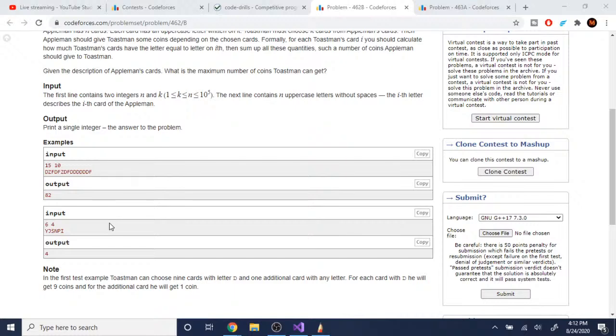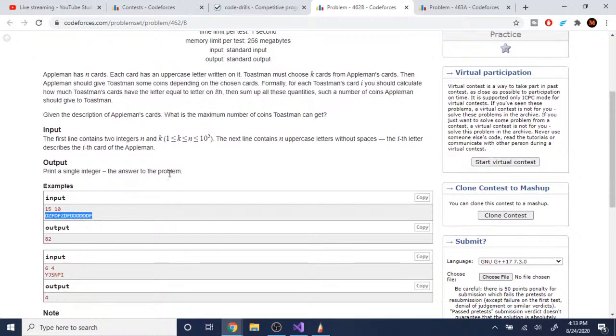Loop. Okay. In the first example, you choose 9 cards with the letter D. 1, 2, 3, 4, 5, 6, 7, 8, 9. Yeah? And 1 additional card with any letter. For each card with D, he would get 9 coins, and for each additional, he gets 1. So, 1, 2... Hold up. 9, he would get 1. So, you have to choose K cards. So, I need to choose K cards from Appleman's cards. So, okay, there's 15.